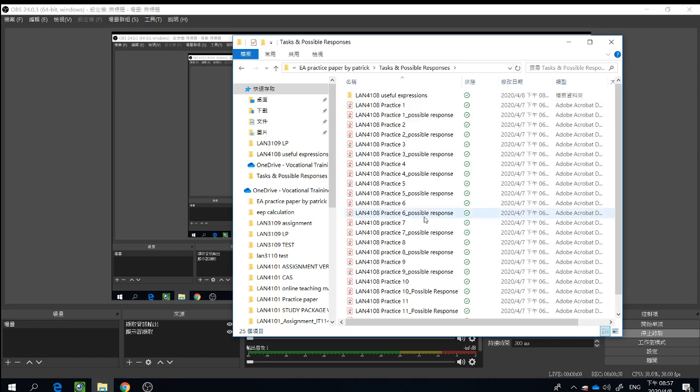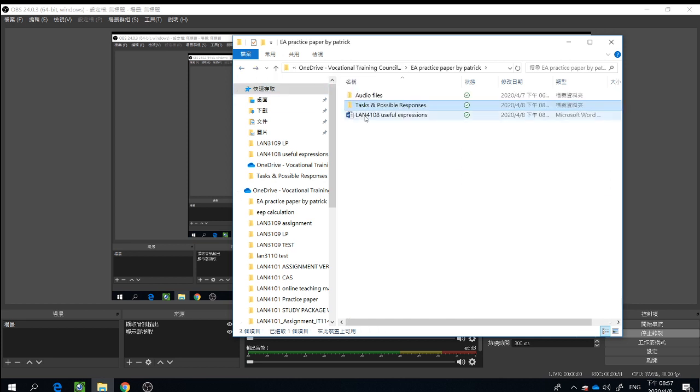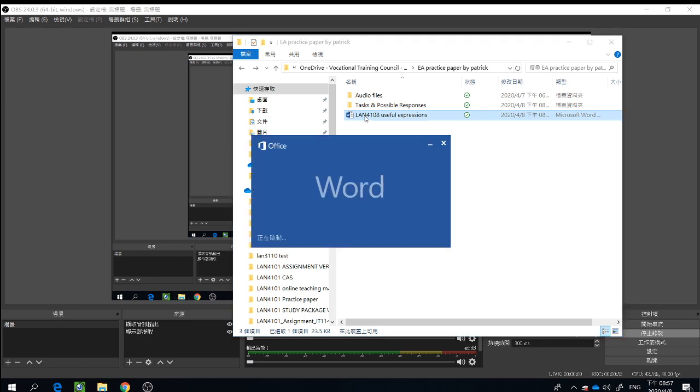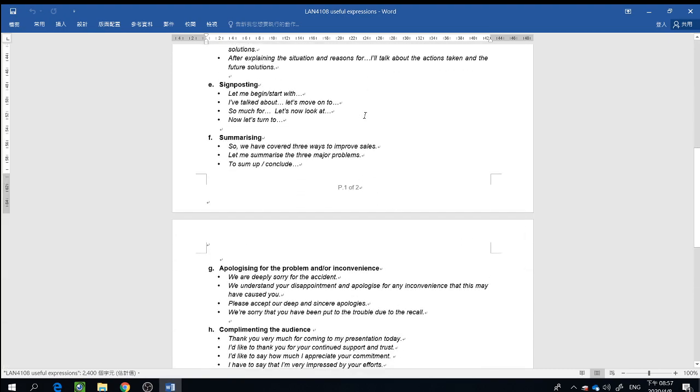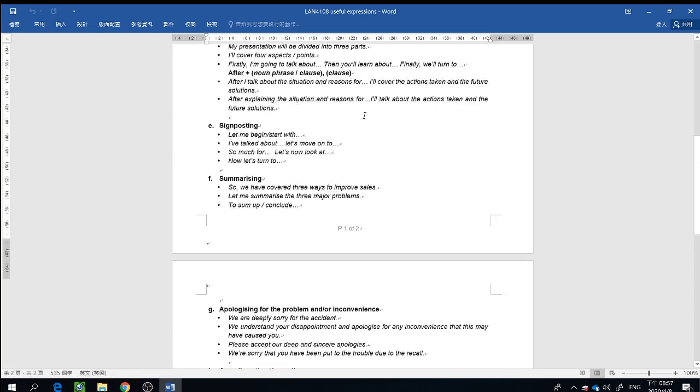So I've downloaded to you 12 sets of practice paper. Let me go through practice paper 1 with you, and then you will have some ideas how to prepare for your EA. Before I talk about this, I want to go through this file with you first. This is the useful expressions worksheet. All right. This is a very useful worksheet for you to prepare for your EA.